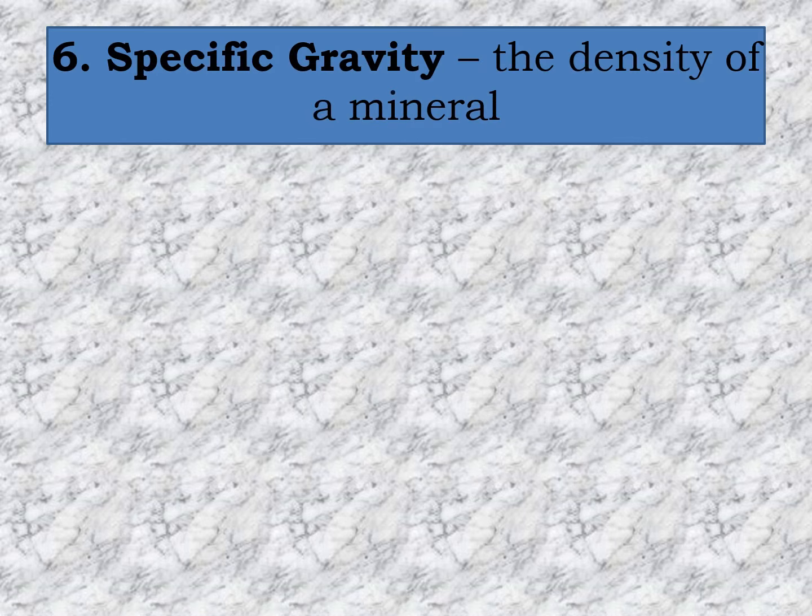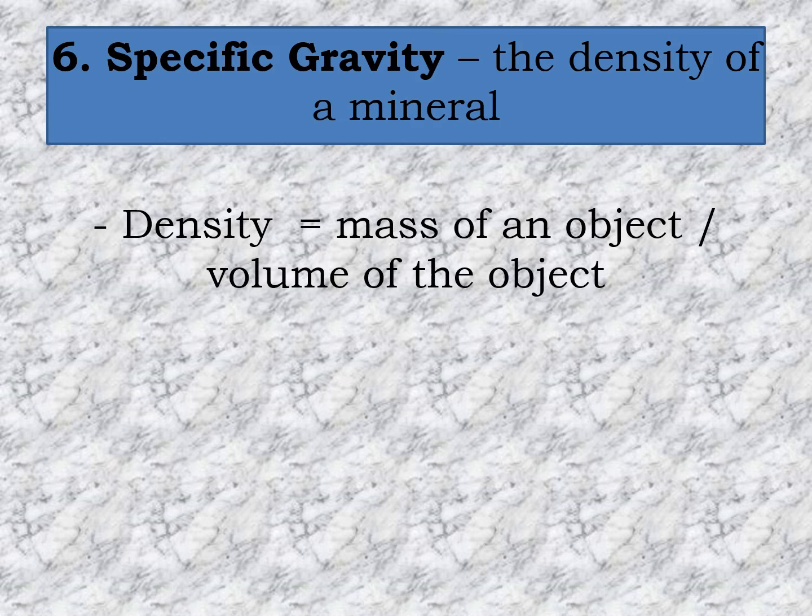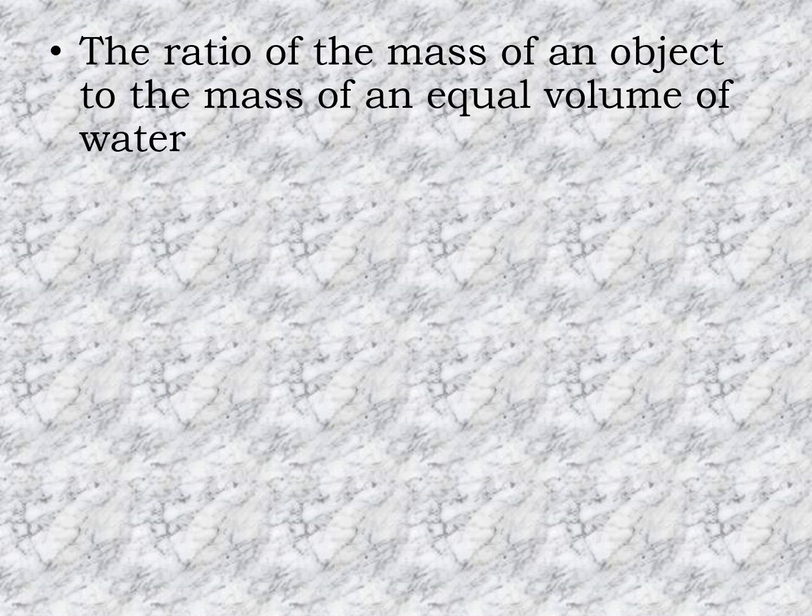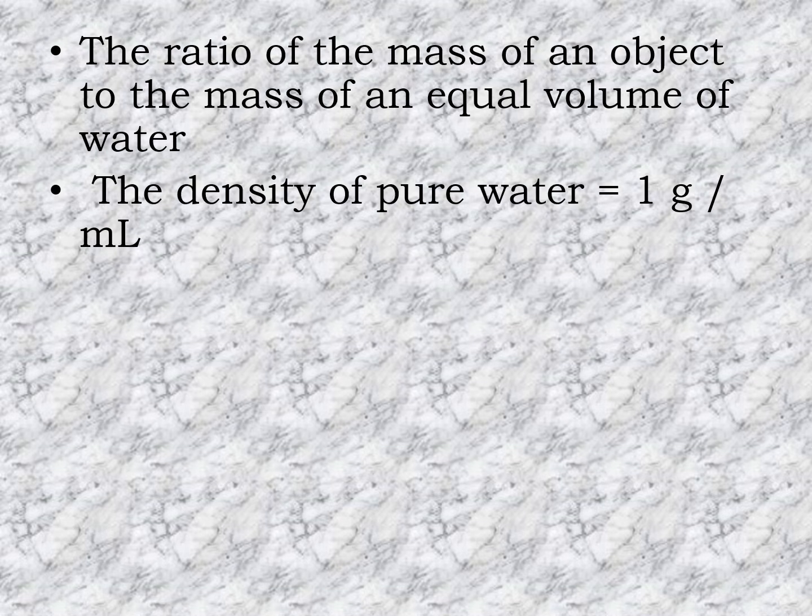For number 6, we have specific gravity. So it is the density of a mineral. So the density is equal to the mass of an object over the volume. So the specific gravity is the ratio of the mass of an object to the mass of an equal volume of water. So the density of pure water is equal to 1 gram over ml.